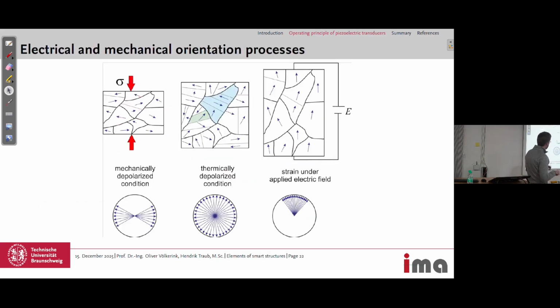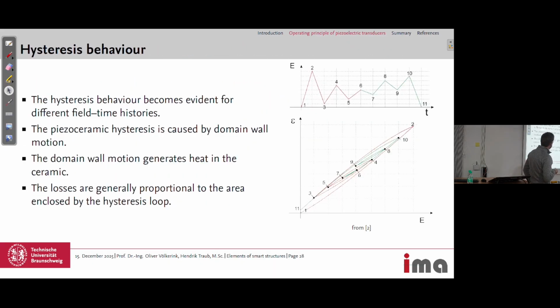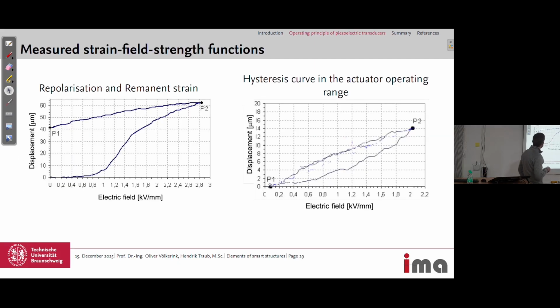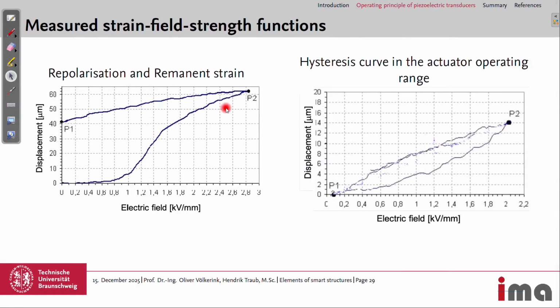So I jump back to this slide. We say that we need an electric field higher than 2 kilovolts per millimeter to get the initial polarization, and then we try not to go up to this high value, so stay below 2 kilovolts per millimeter to not change the polarization of the piezoceramic material.